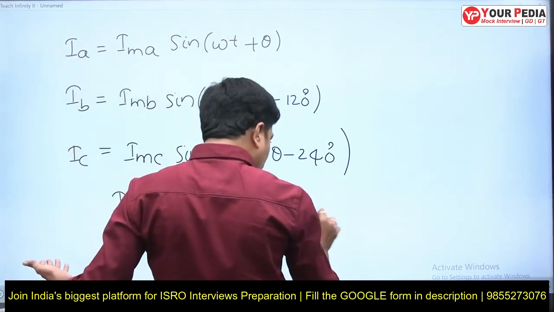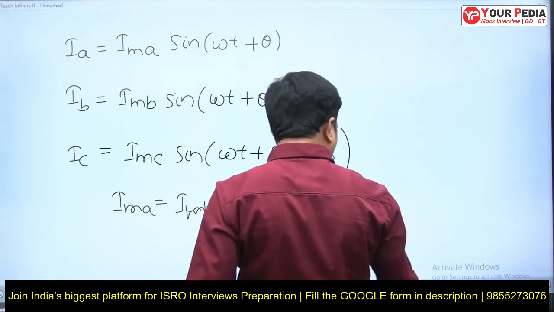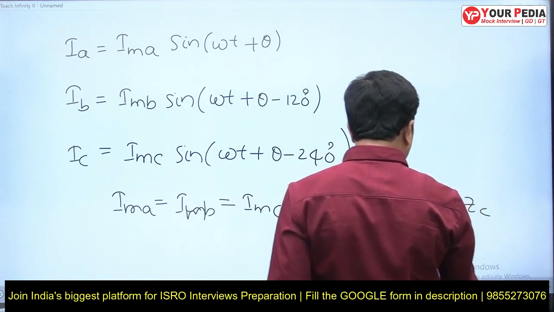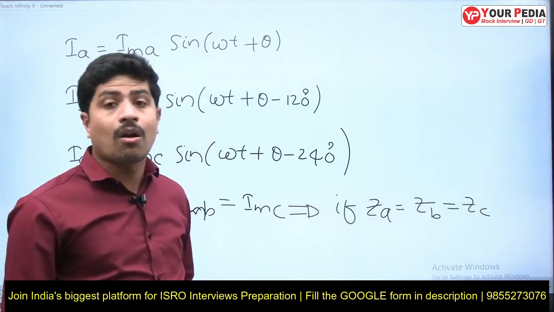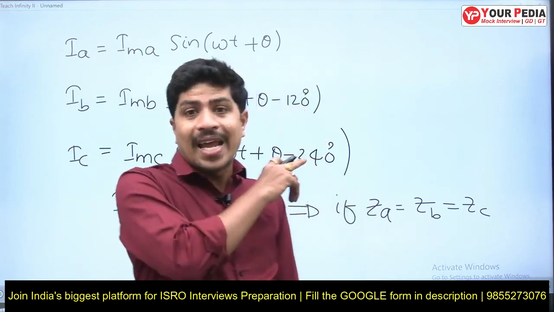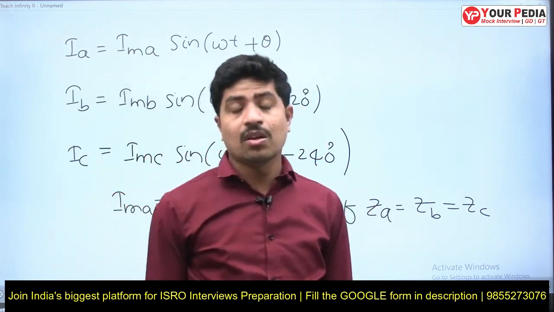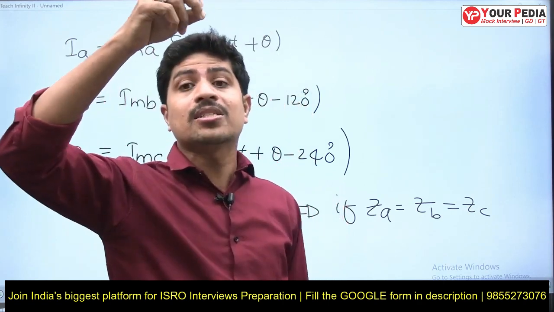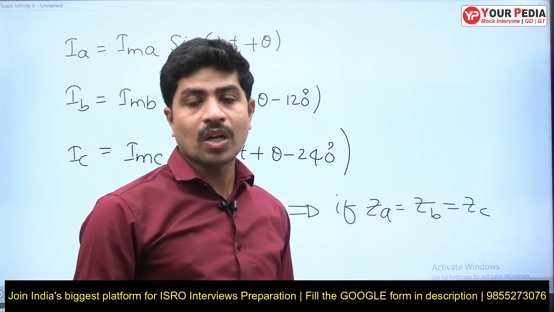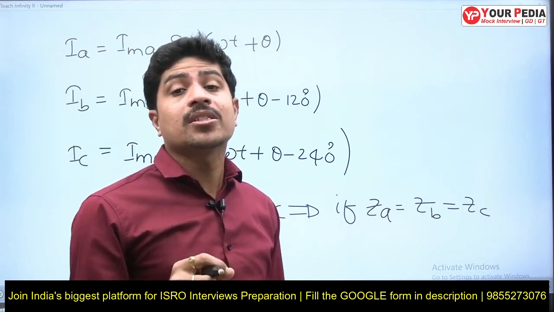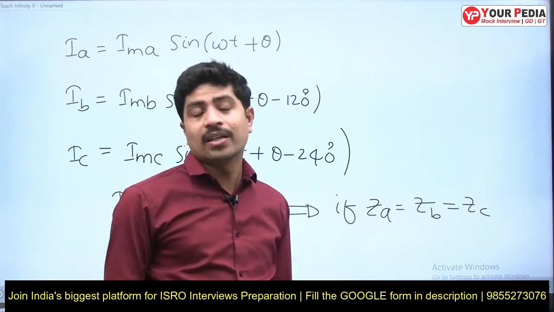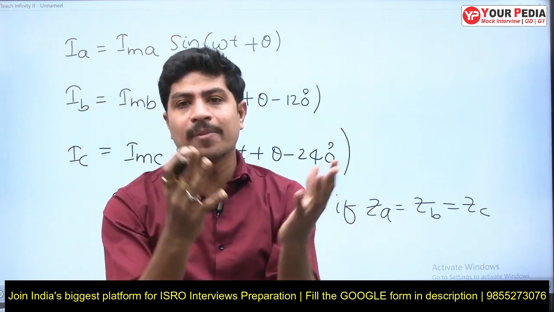So this is possible if ZA is equal to ZB is equal to ZC. Whether currents are balanced or not will be decided by voltages, line impedances and load impedances. All three line impedances must be equal in terms of magnitude and angle. All three load impedances must be equal in terms of magnitude and angle. Then only that system is said to be balanced.